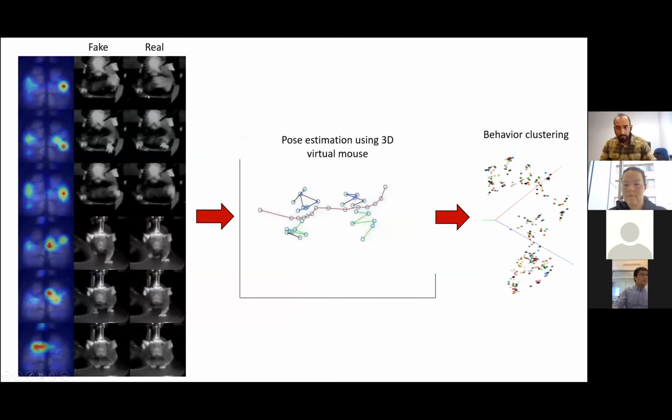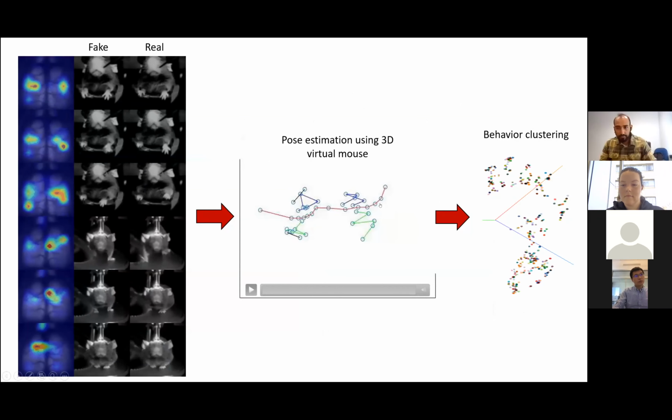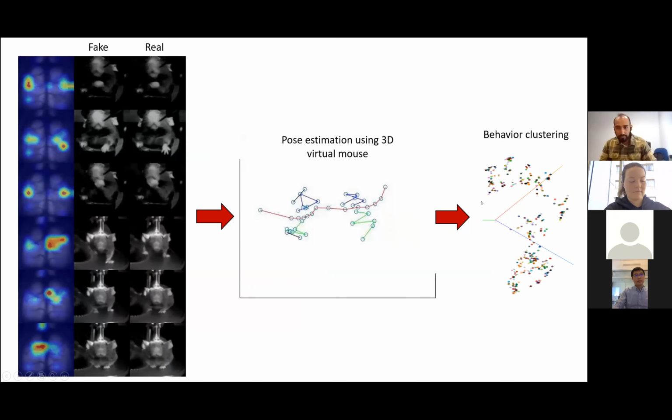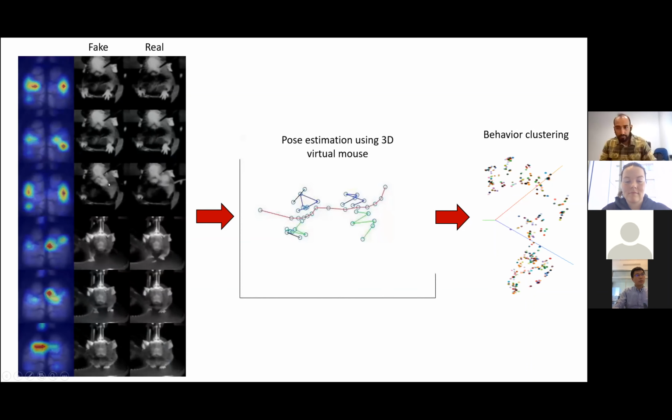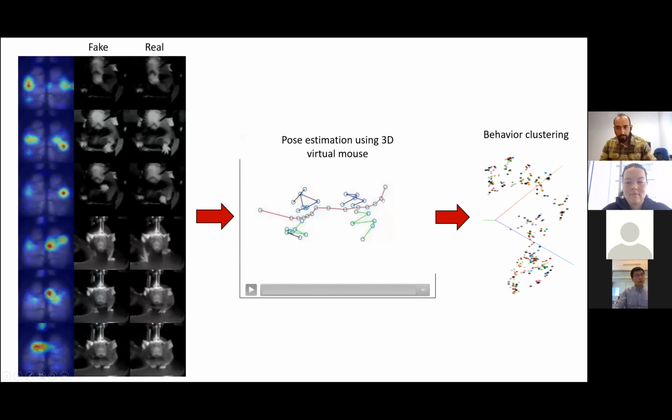So when we compare the fake video and the real video, we thought about transferring the behavior video to a 3D virtual mouse, to better classify the behavior, because different mice in the behavior video will have different shapes and sizes and different camera angles. If we have this 3D virtual mouse, we will remove these barriers.